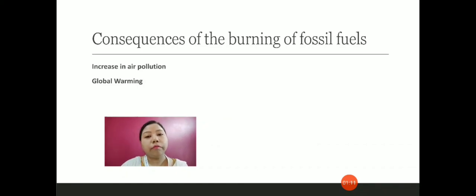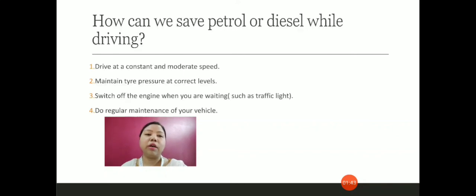When fossil fuel is burned, it also produces carbon dioxide, which is a greenhouse gas. When the sun's rays fall on the earth, they heat up the surface of the earth, and some of the heat is reflected back. If lots of carbon dioxide is present in the atmosphere, it will trap the heat and not allow it to move back, and as a result it will increase the temperature of the earth as a whole.